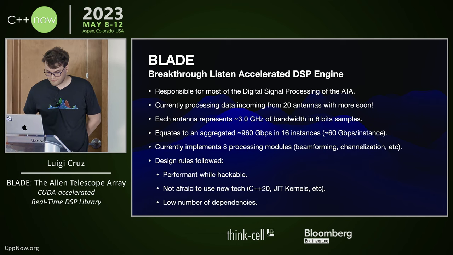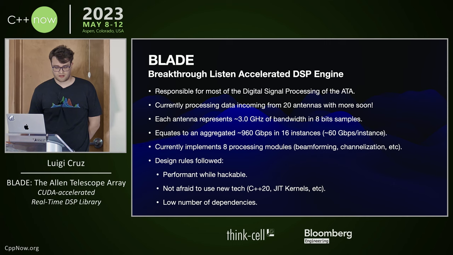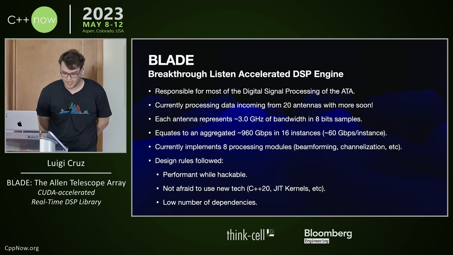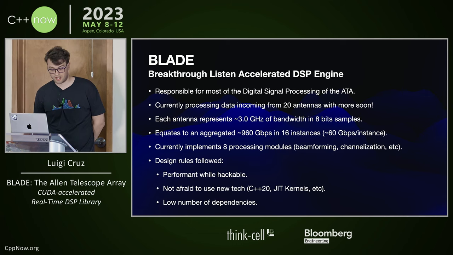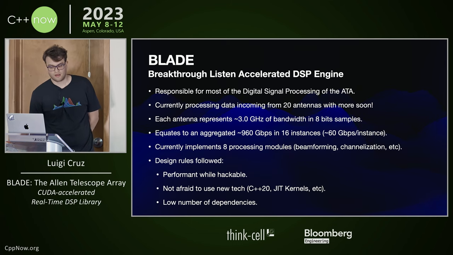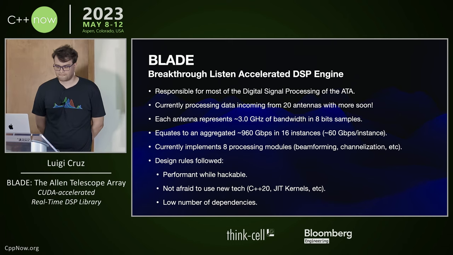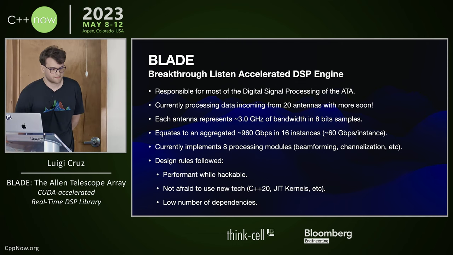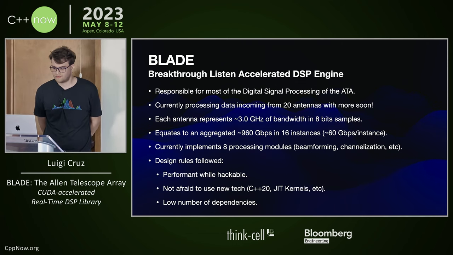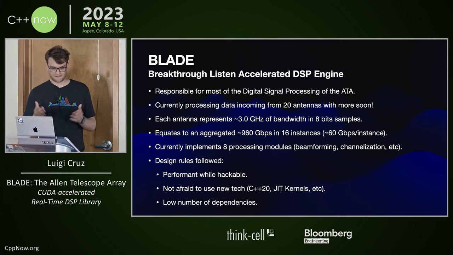The three main rules while developing the code: the first one is performance while hackable. This means that the code shouldn't be over-optimized to a point where it's unreadable or hard to make changes, because in science, people can't really code very well. So we made it easy.